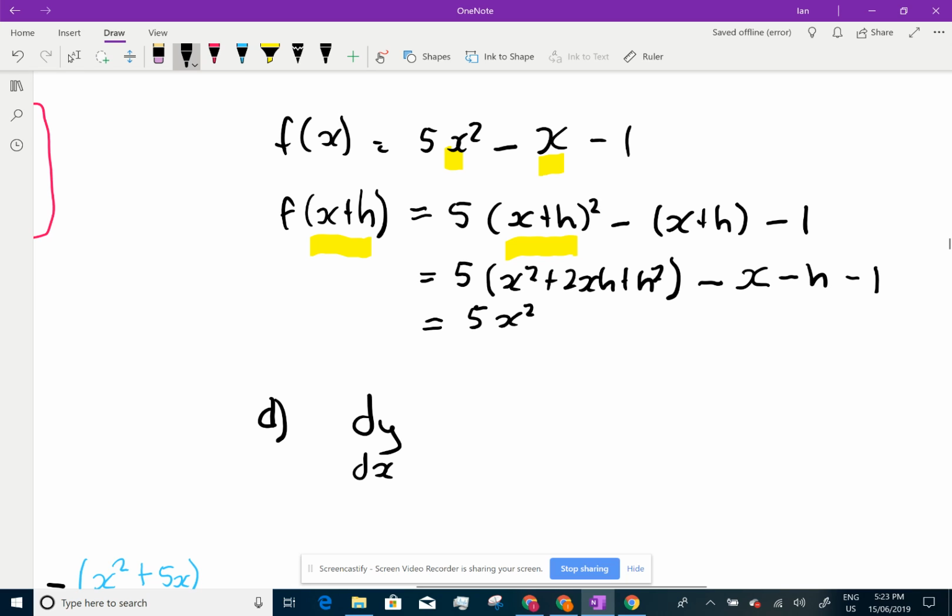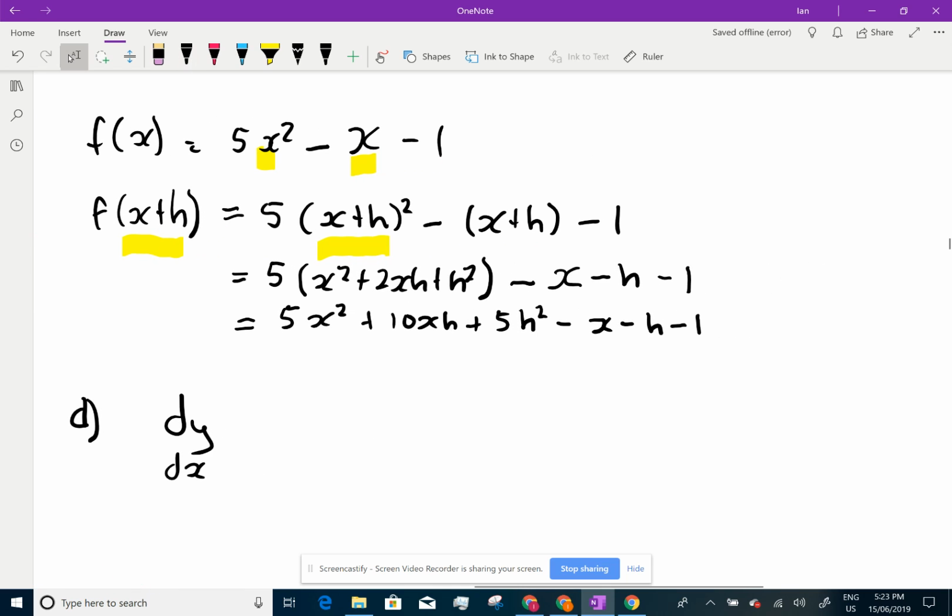We get 5x squared plus 10xh plus 5h squared minus x minus h minus 1. And I can't make that any smaller because I can't collect any like terms because they're all different terms. Now let's go and do our differentiation. Remember, what we're finding is the limit as h approaches 0 of f of x plus h, so all of that, minus f of x.